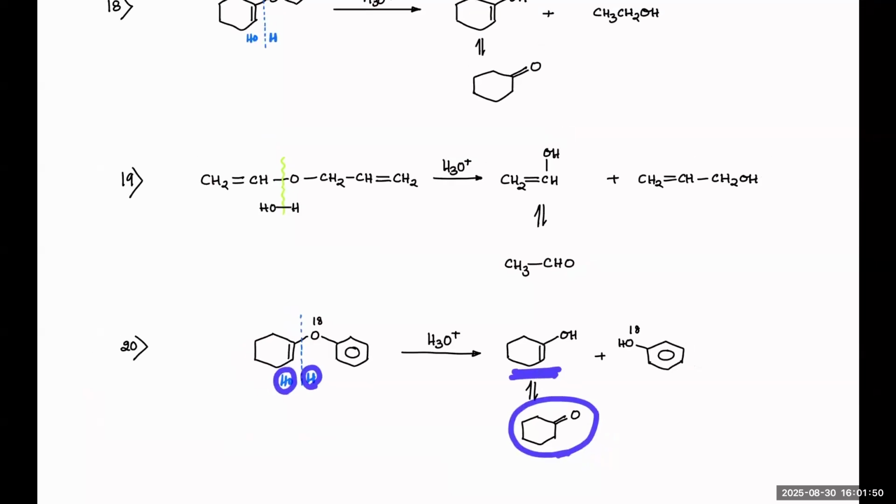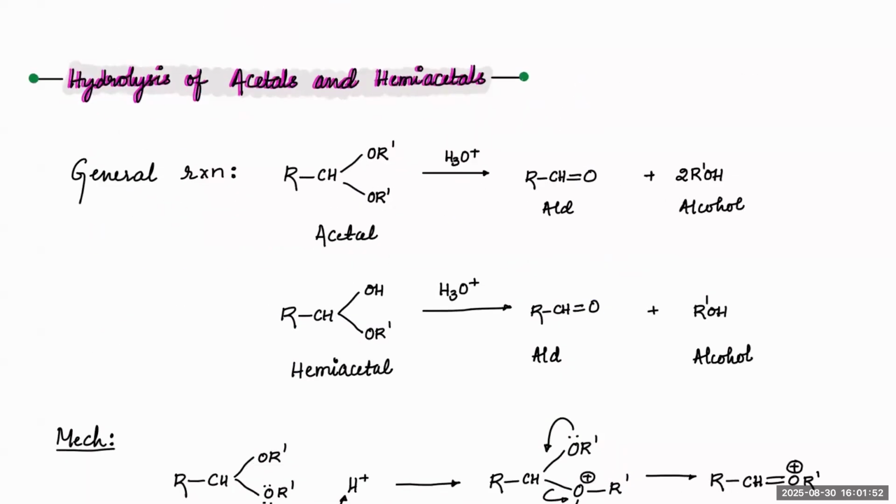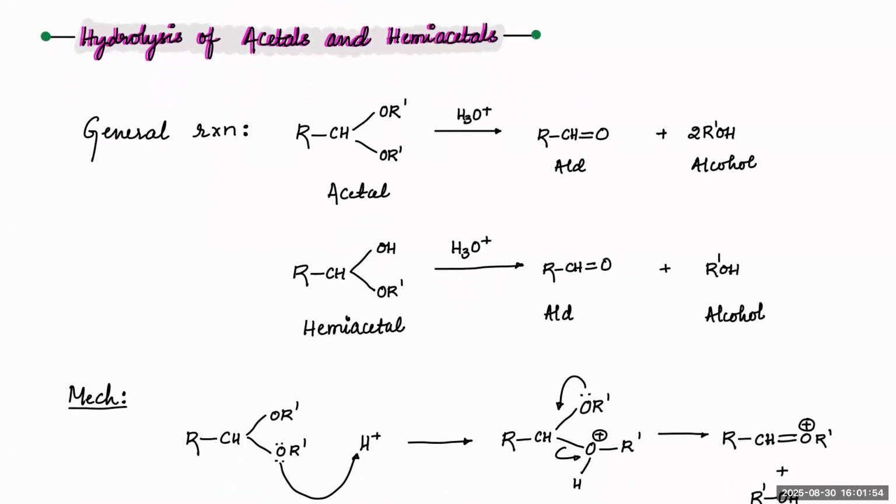Done? Right. Now let us understand what acetal and hemiacetal are, and how hydrolysis happens for them. Acetal is an ether group in geminal ether form. That means on the same carbon you have two OR groups. That is called acetal. If one of the groups is OH and the other group is OR, you call it hemiacetal.